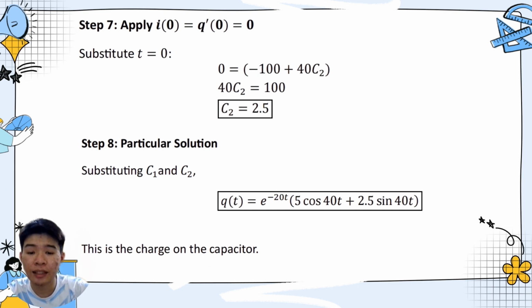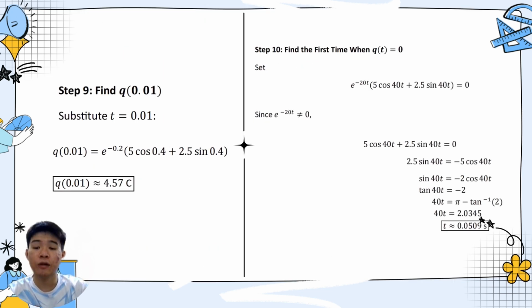So step 8 is to find the particular solution. Substituting c1 and c2, we get Q(t) equal to e^(-20t) times (5 cos 40t plus 2.5 sin 40t). So this is the particular solution of this equation. Next we can find our charge when the time equals 0.01 by using our particular solution, which gives a charge of 4.57.